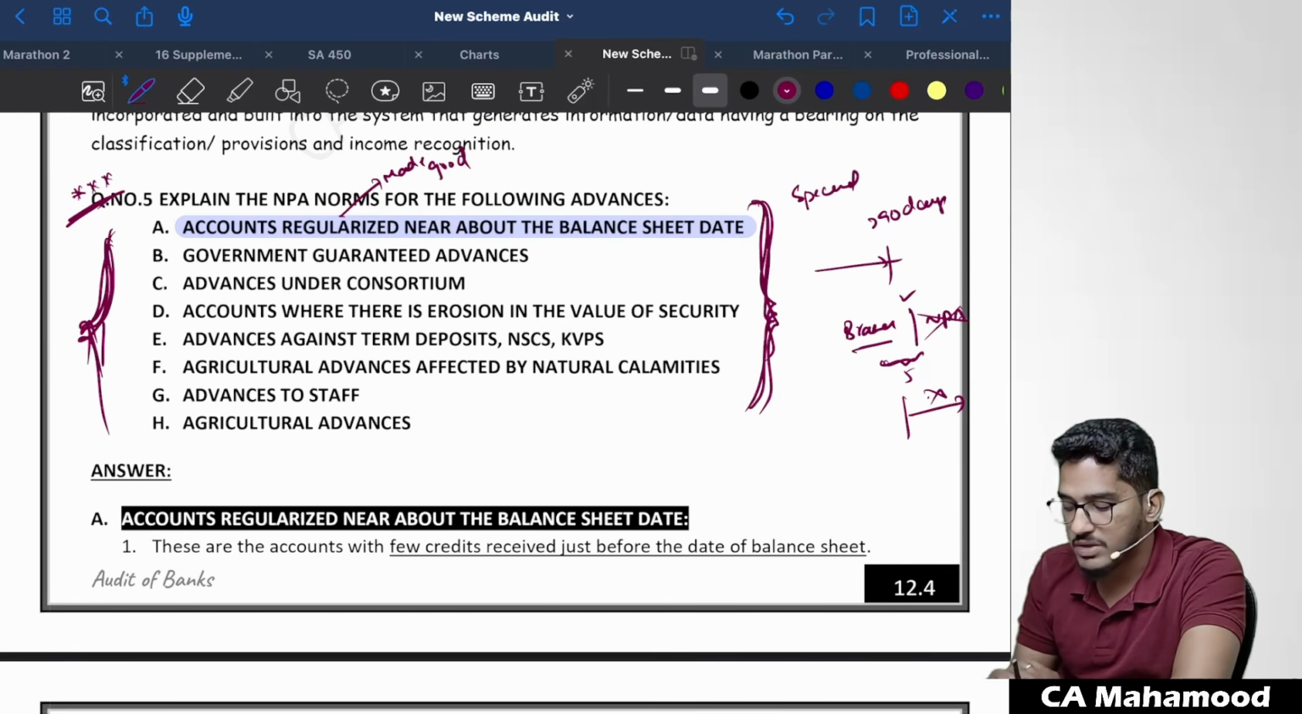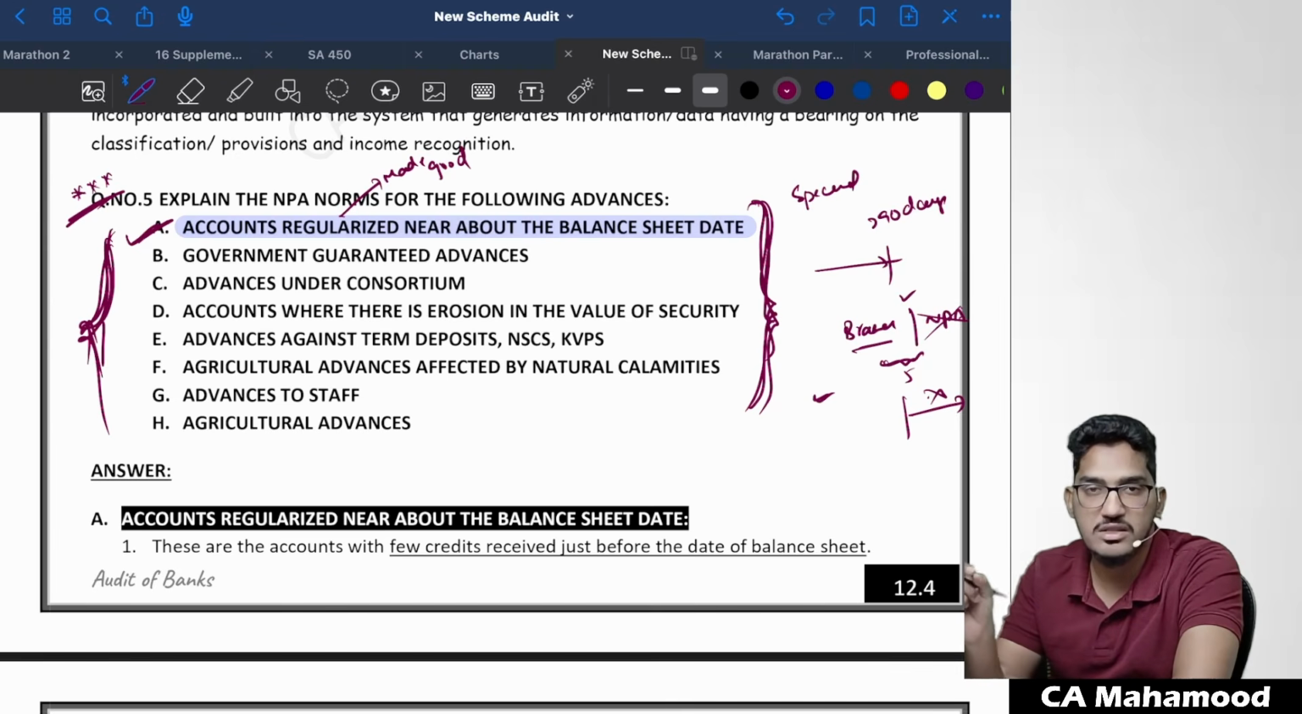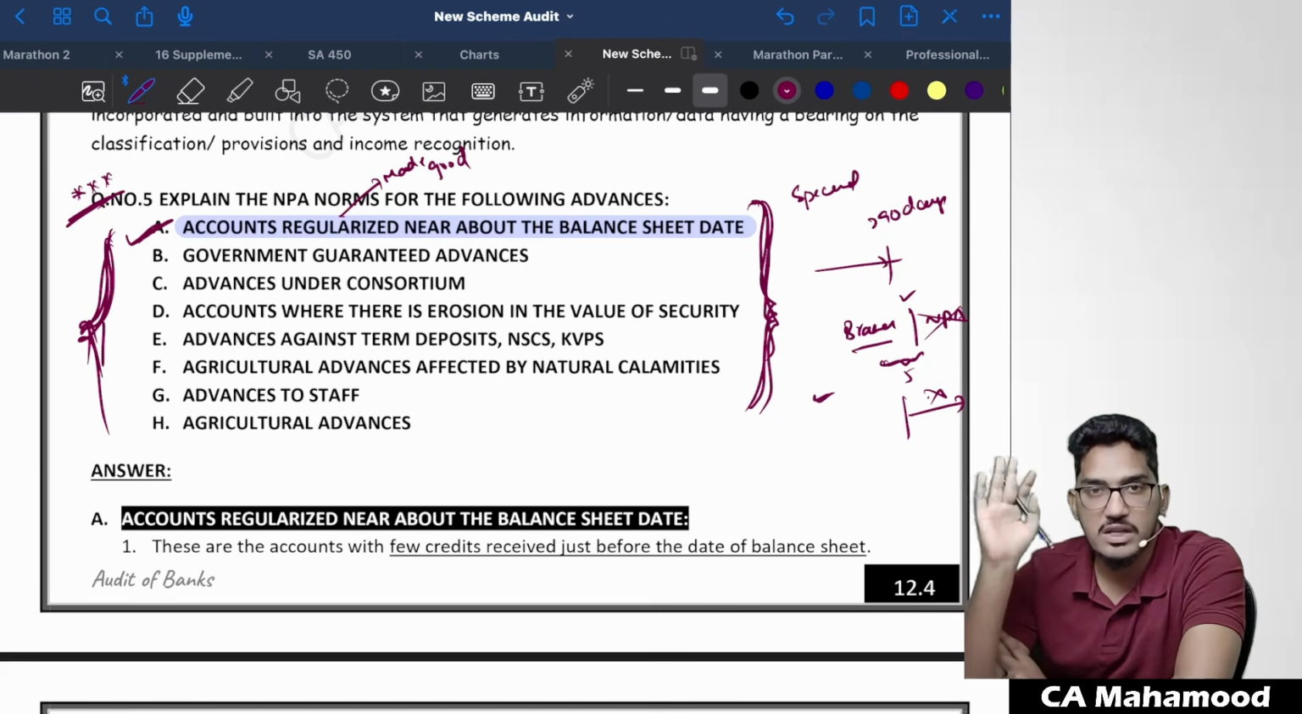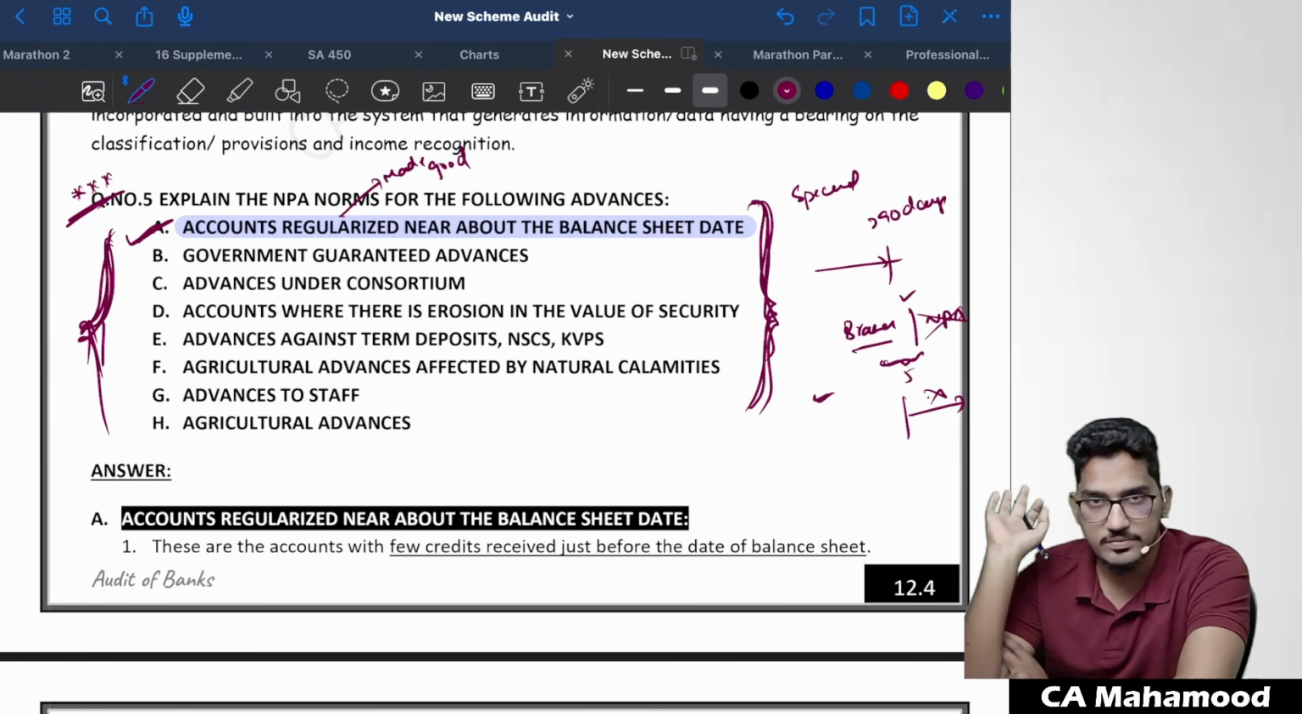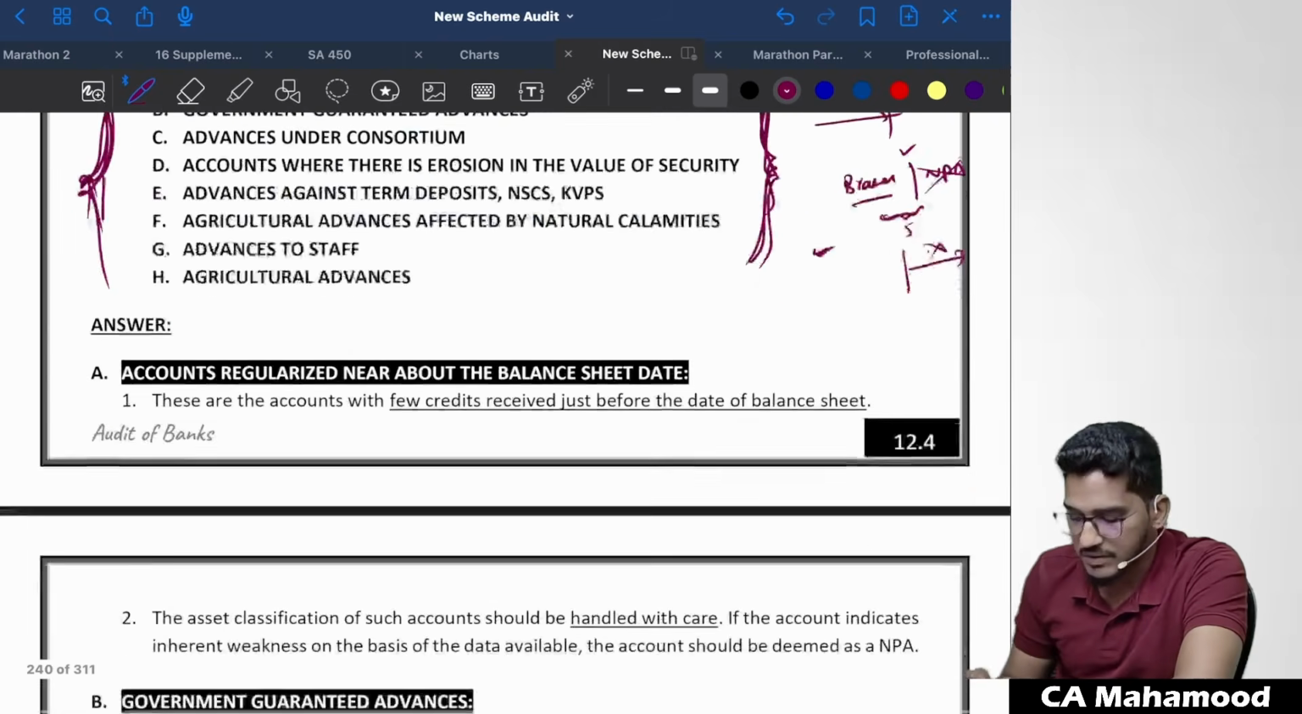Those kind of accounts, I call them accounts regularized near about the balance sheet date. You have to be very careful while verifying these accounts. In case you find one entry close to the balance sheet date, if you have any suspicion, you have to inquire into it in a detailed manner. In case you find that the entry was a fake credit entry, you should tell the concerned manager, no sir, I will not accept this as a valid entry. You have to classify it as NPA. In case the branch manager is not accepting to classify it as NPA, you have to give a modified opinion. Able to understand?